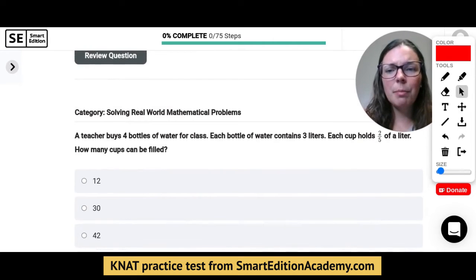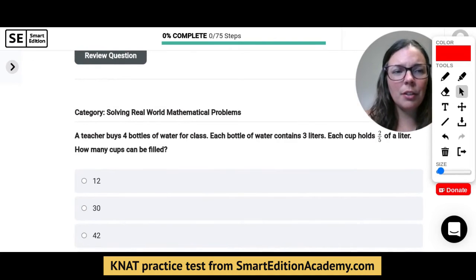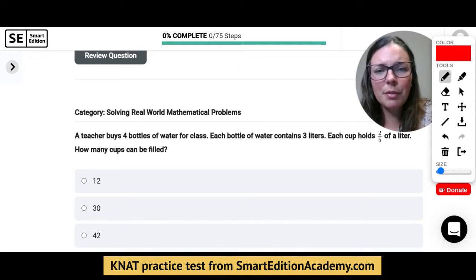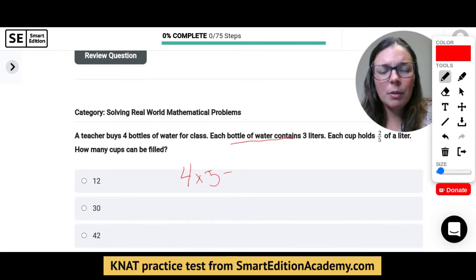Okay. A teacher buys 4 bottles of water for class. Each bottle of water contains 3 liters. Each cup holds 2/5 of a liter. How many cups can be filled? So we have 4 bottles of water. Okay, each bottle contains 3 liters. So 4 times 3 would be 12 total liters.